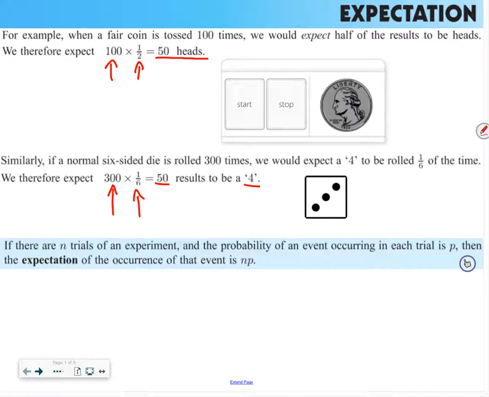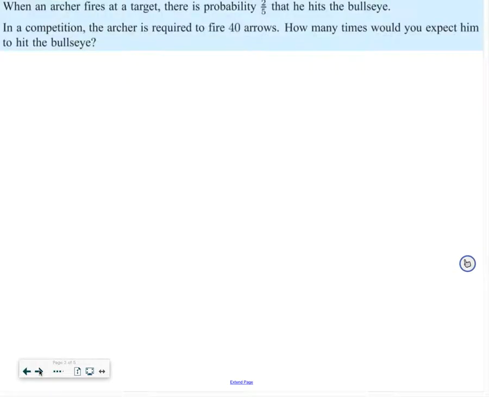So, anytime we want to find our expectation, we multiply the number of trials times the probability of that event happening. Okay, so let's look at an example here.